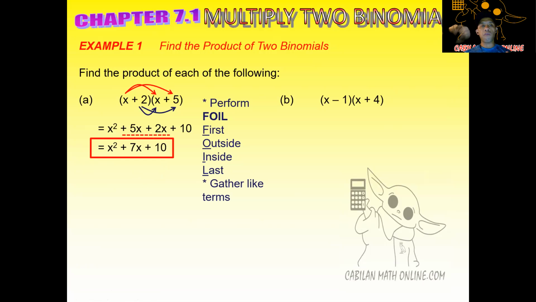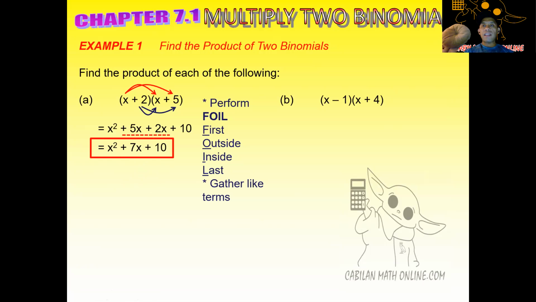So you notice how we start off with two brackets, okay? And our final answer wound up with three different terms: an x squared term, a term with an x, and a number on its own. All right, so that's an example of how we can take two binomials, and then wind up with an answer with three different terms.